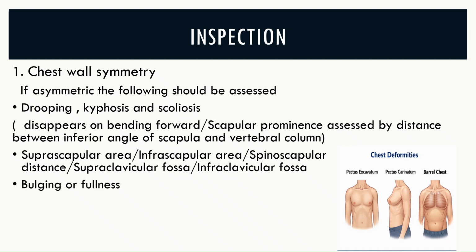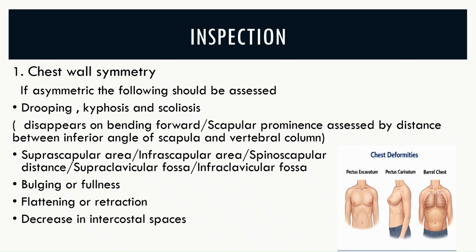Bulging or fullness of chest wall may indicate pleural effusion or mass lesion. Flattening or retraction may be seen in lung fibrosis or collapse. Decrease in intercostal spaces may suggest volume loss. Intercostal indrawing indicates increased work of breathing and respiratory diseases. Chest deformities should be identified.